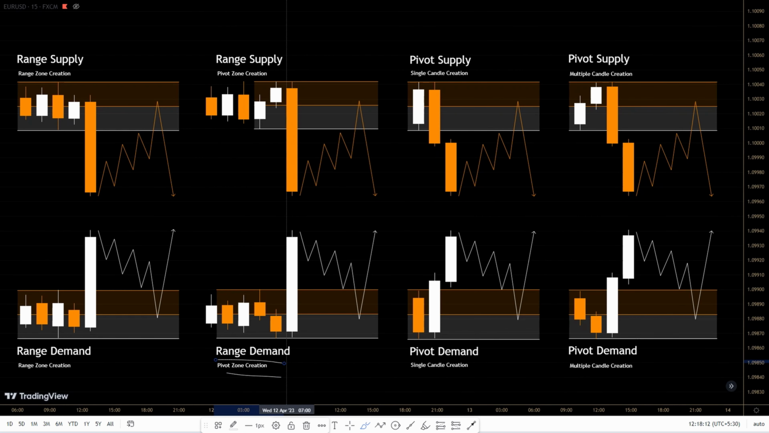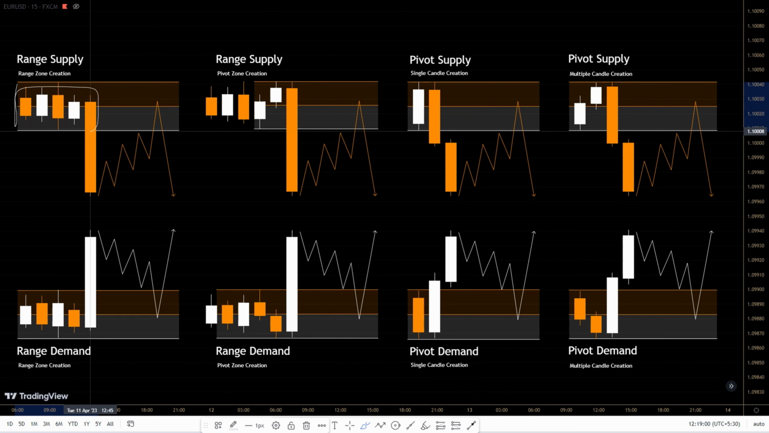This is range demand, right? So you can modify this range into the pivot. This is the sharp move in the downward direction, true expansion in the upward direction. There is a sharp move in the upward direction, true expansion in the downward direction. So that is the range modified into the pivot. Similarly for the multiple candle creation, there are two candles which are bullish. So this is the sharp move in the upward direction and true expansion in the downward direction. And on the flip side, sharp move in the downward direction and true expansion in the upward direction. So you can map out the zone based on this range or pivot.